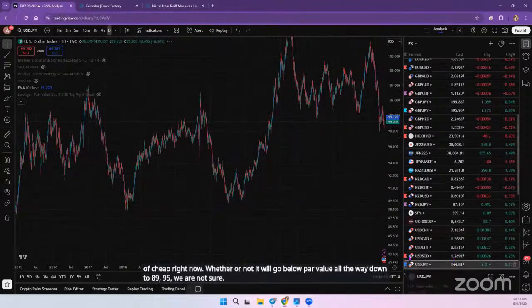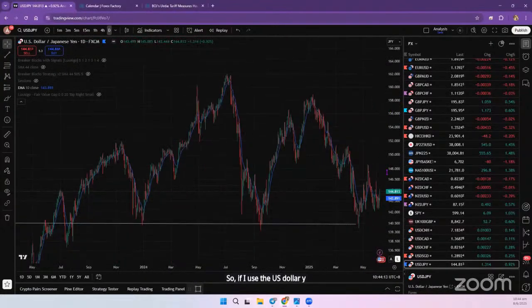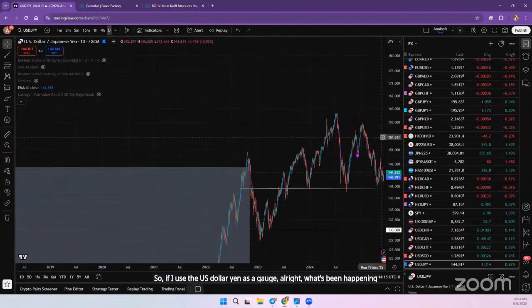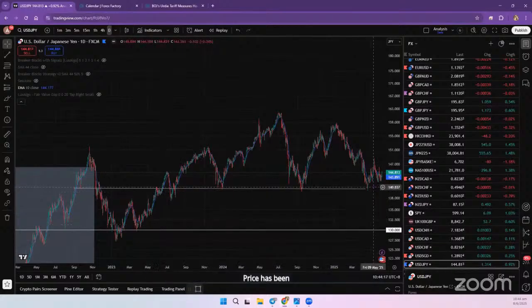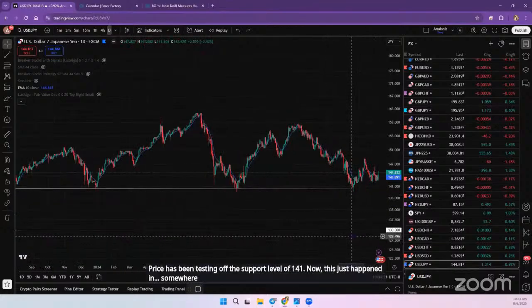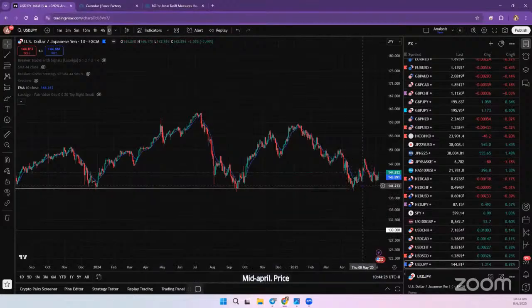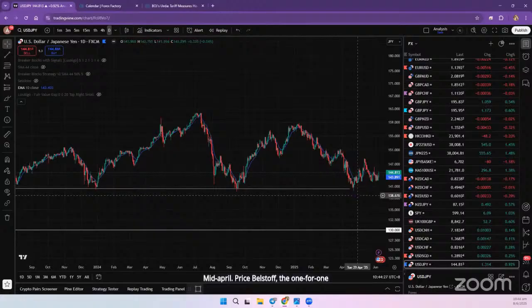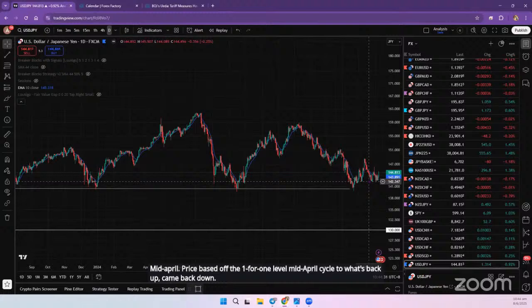So if I use the US dollar yen as a gauge, what's been happening in the US dollar yen? Price has been testing off the support level of 141. Now this just happened in mid-April. Price bounced off the 141 level mid-April, cycled back up, came back down, didn't quite hit the low, bounced off about 142, and now is headed back up against US dollar yen.